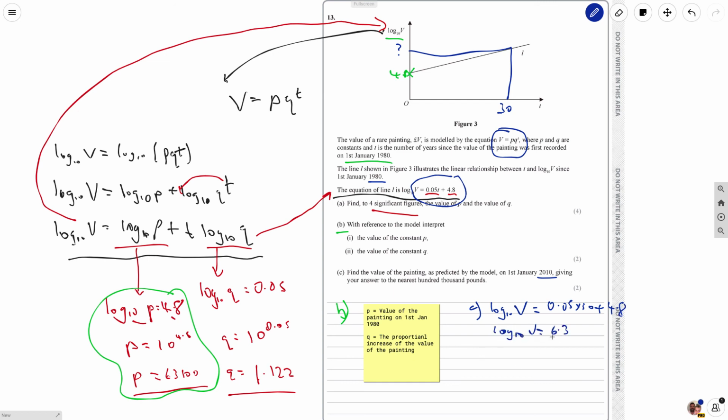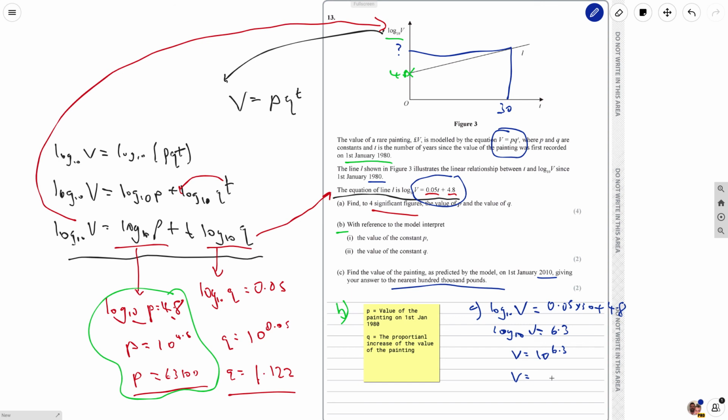and then of course we can just use our simple log rule to get the value of the painting. It's 10 to the power of 6.3. And it says that we need to give our answer to the nearest 100,000. So we pop 10 to the power of 6.3 in the calculator. I got 1995262 on the calculator. So to the nearest £100,000.